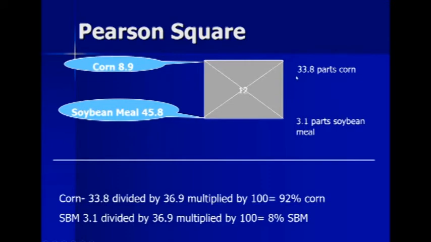So out of 36.9, 33.8 parts of corn. So what should be the amount of corn out of 100 parts? Here we go: 33.8 divided by 36.9 multiplied by 100, we get a value of 92. The similar can be done for soybean meal. So after this conversion, we have 92 parts of corn and 8 parts of soybean meal. That will give us 100 parts. So now if you take any amount of sample from that 100 parts, you always get 12% of the protein value.